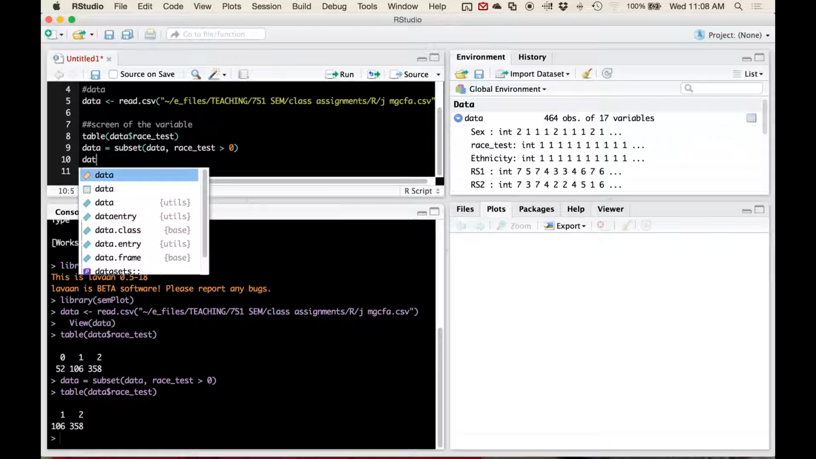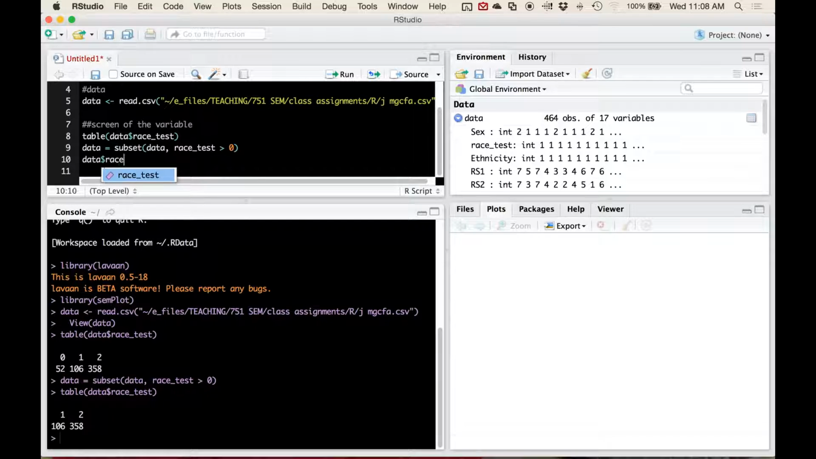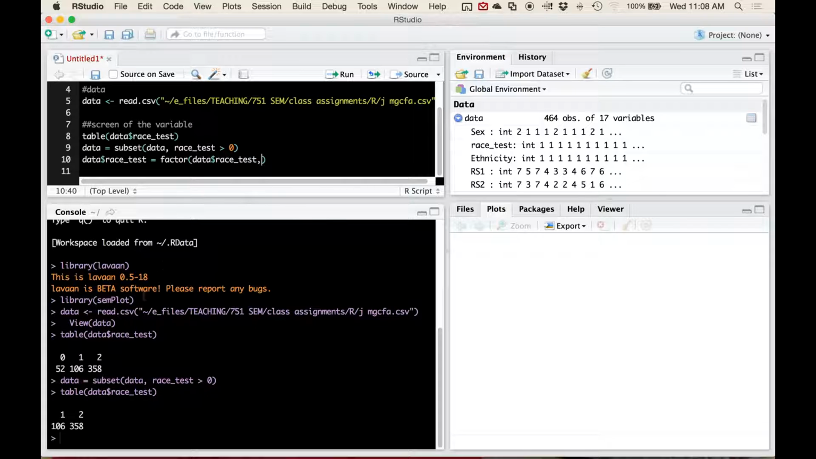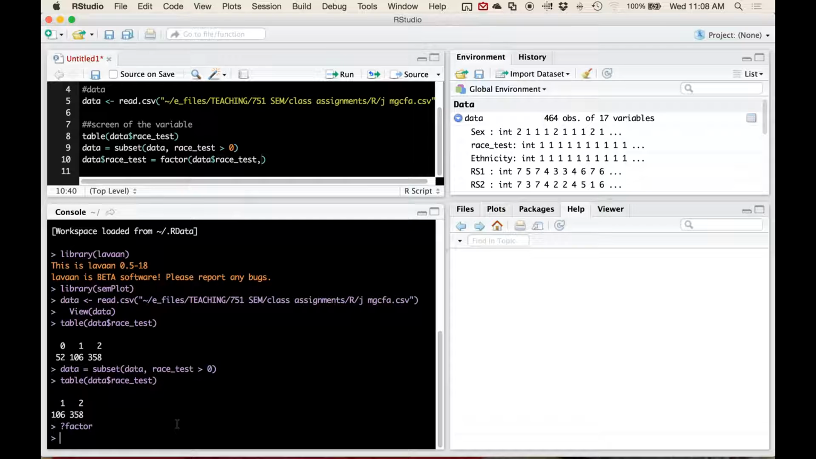So let's fix that variable. I'm going to fix just the race test variable and do a factor code on it. The factor function will change it over to a factor variable for us. And if I can remember all the commands here, I want to do data race test. I can't remember the commands off the top of my head, so let's look them up.